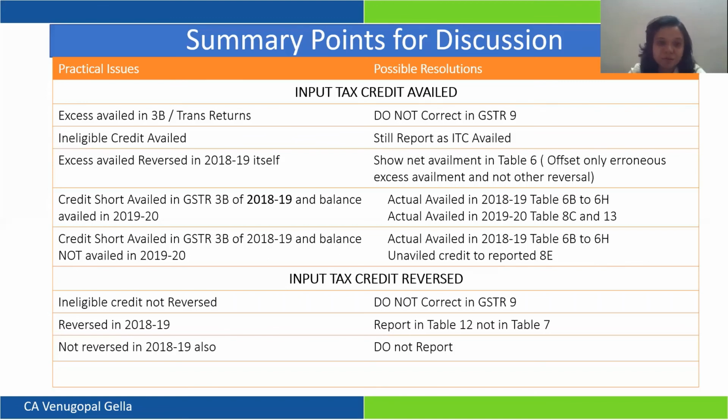Input tax credit reversed. Ineligible credit not reversed at all. Do not correct it in GSTR-9. Like I said, the source for GSTR-9 input tax credit is electronic credit ledger or 3B of that particular year. So if ineligible credit is not reversed, do not correct it in GSTR-9. If it is reversed in 1819, show it in table 12 and not in table 7. If it is not reversed in 1819 also, do not report anywhere.